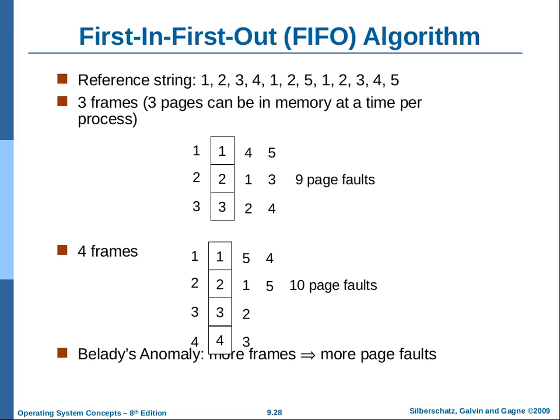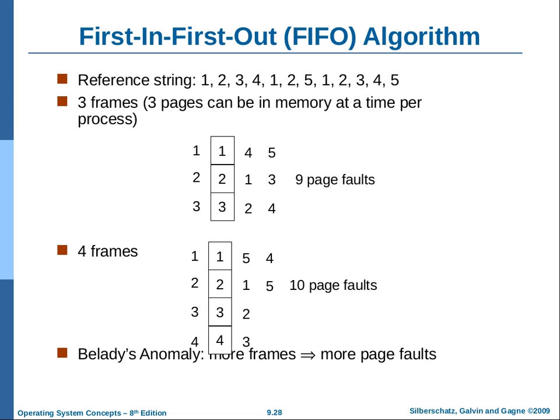All right, so 3 frames. Look, 1, 2, 3. Then 4 has to replace one, because it was the first one in. Then 1 again, then 2. Oh no, we have to do it again. So now we have 9 page faults. That's not good.